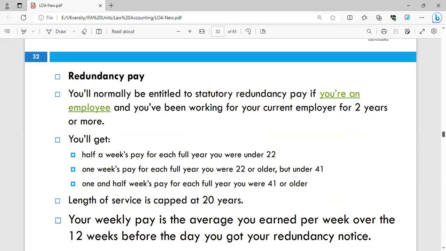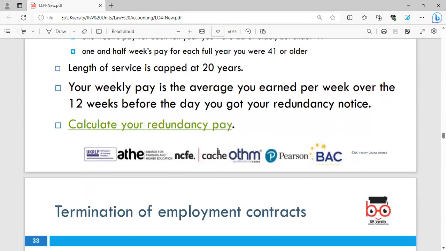If you are made redundant, for every year of employment you get one week's salary, but it depends on age bracket: half a week's pay for each full year if you're under 22, one week's pay for each full year aged 22 to 41, and 1.5 weeks' pay for each year if you're 41 or older. The length of service is capped at 20 years. You can claim. We can look around.